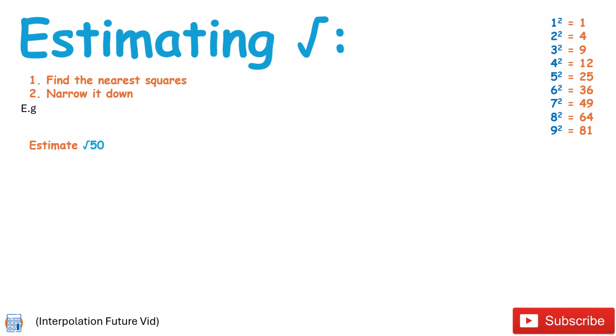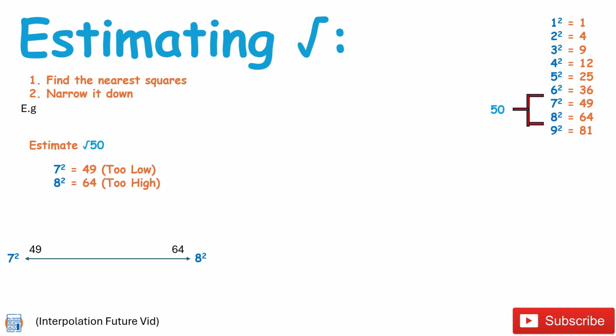As you can see, the square root of 50 is between 7 squared and 8 squared, so 49 and 64. So it's closer to 7 squared. You can already tell. So if we write that out, 7 squared is 49, which is lower than 50. And then 8 squared is 64, which is higher than 50. If you write that on a number line, and you put 7 squared and 8 squared with 49 and 64 above, you can see it is closer to the 7 squared just by eye.